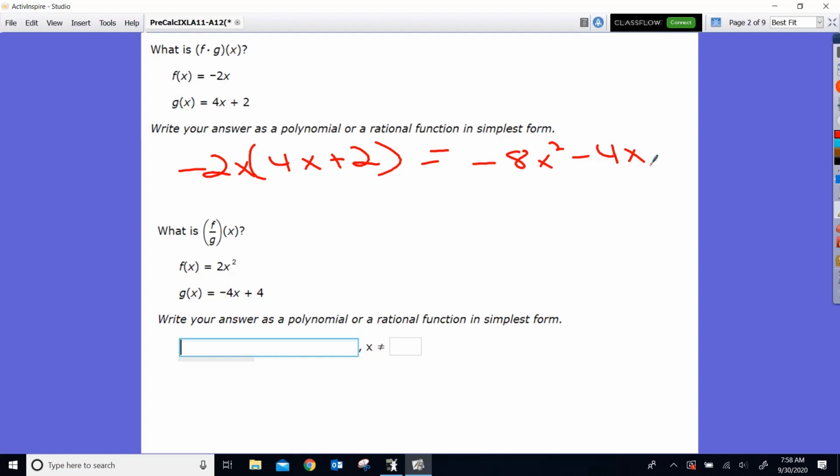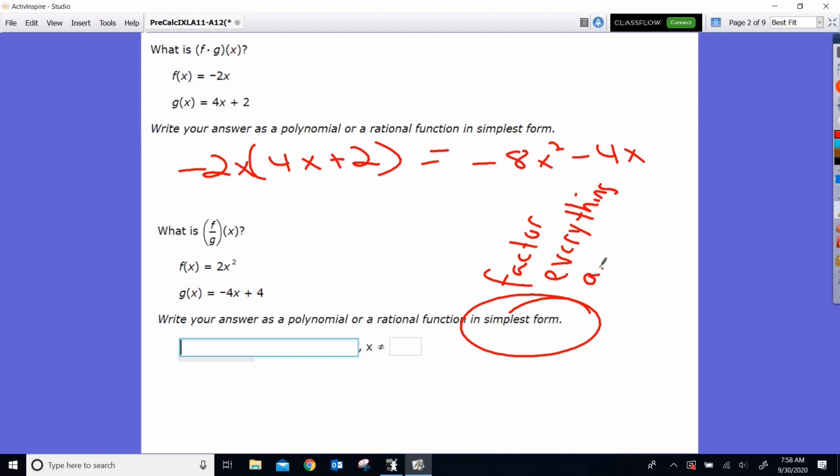All right, next operation. I think I see f over g. So it's a division operation. Now, these are the ones, and thankfully, if you just don't miss anything, you don't have to do many of these. That's the key. Don't miss much. Don't miss anything. You don't have to do a lot of questions. These are the ones that are going to require a little bit of work. When they talk about simplest form, they mean factor everything. That's what they mean. Factor everything. Reduce everything you can reduce. So factor everything and reduce.